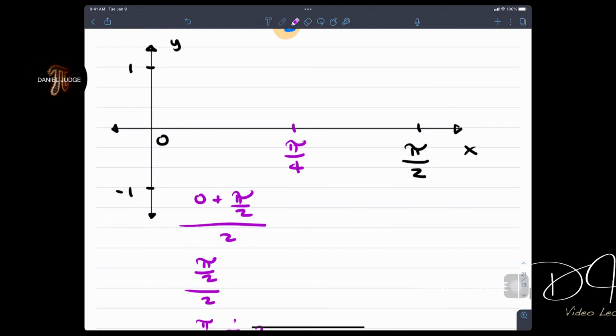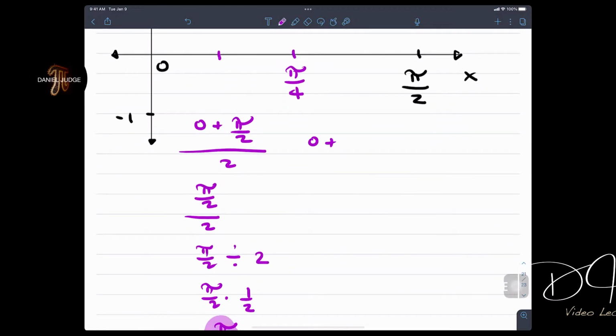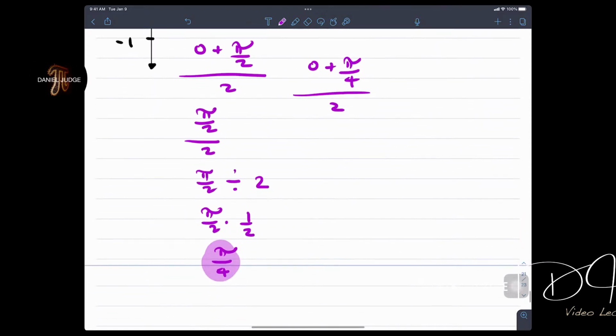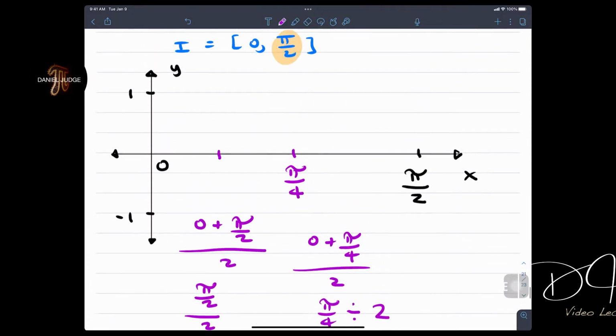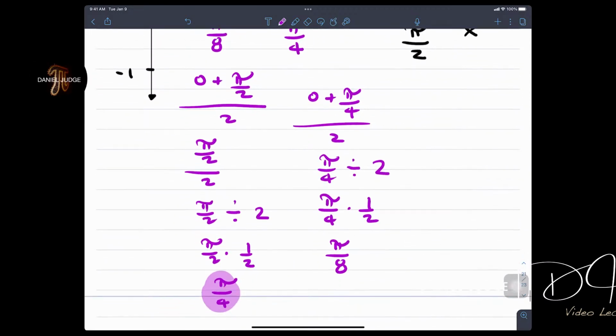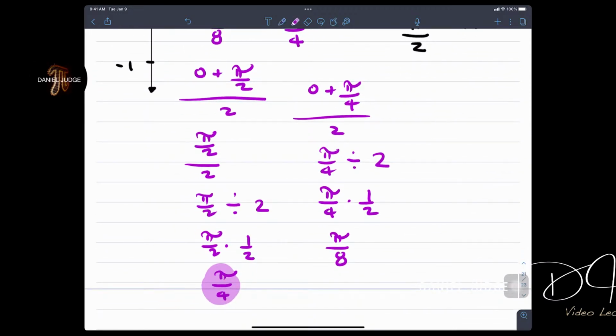Okay, now halfway between 0 and pi over 4. So you add those, you divide by 2. And pi over 4, we can skip a step and say, is that pi over 4 divided by 2? Yes. Is that pi over 4 times 1/2? Yes. What does that give you? Pi over 8. And there you go.